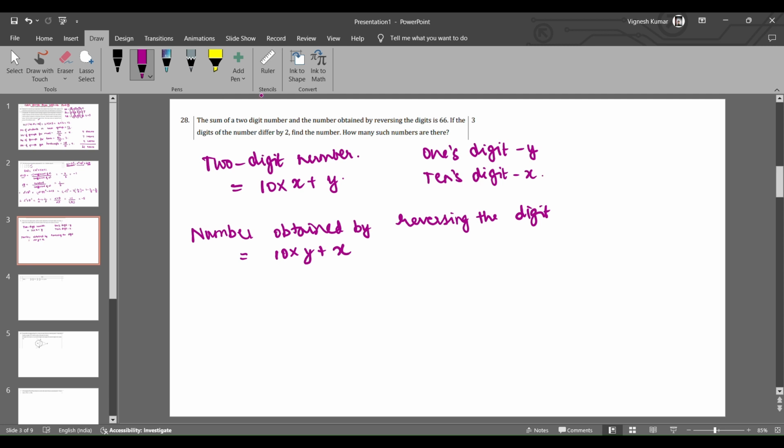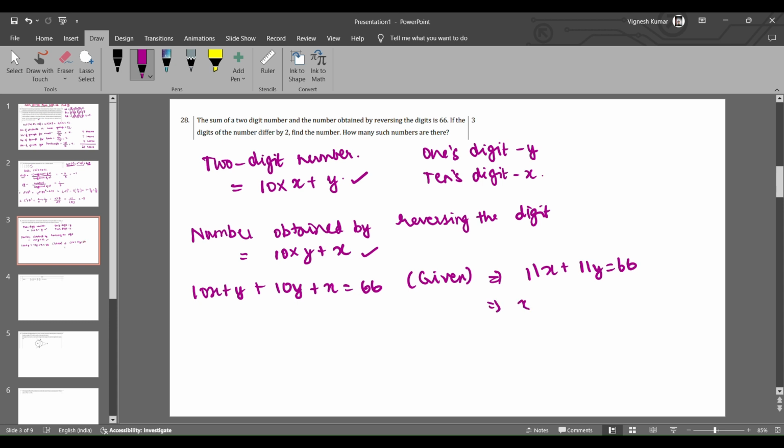They have given a condition: the sum of the two-digit number and the number obtained by reversing the digits is 66. So the sum of this and this is 66. So 10x plus y plus 10y plus x is equal to 66. This is given. So from this we get 10x plus x, 11x, plus y plus 10y, 11y, equal to 66, which gives us x plus y is equal to 6. So this is one equation.